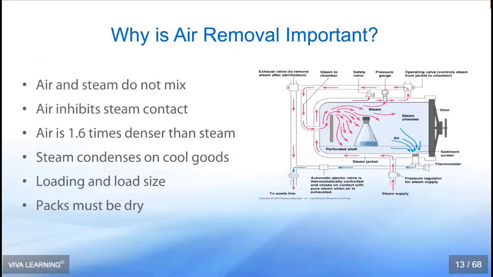We said air and steam don't mix. Air inhibits the ability of the steam to be in contact with the instruments. And we also know that air is heavier than steam. So when the steam comes in, it's going to put the air toward the bottom. And this is why we always say the area of most challenge is going to be the bottom tray of your sterilizer, because that's where, if air is going to get stuck, it's going to get stuck in the bottom part of the sterilizer. And so you want to make sure that we get all the air out of the sterilizer, and we're going to talk about the options for the different sterilization methods to do that.